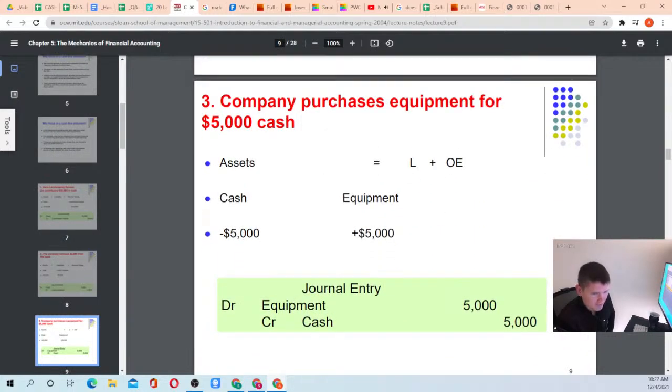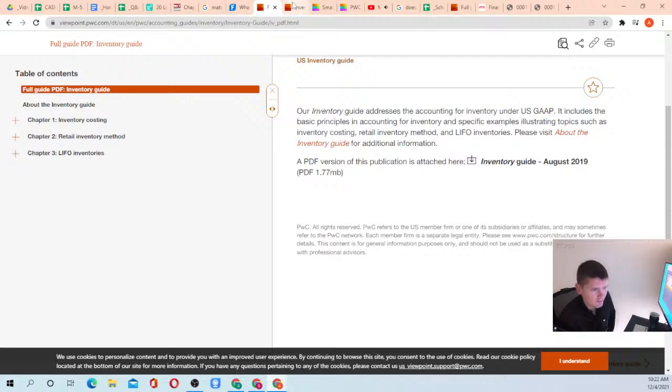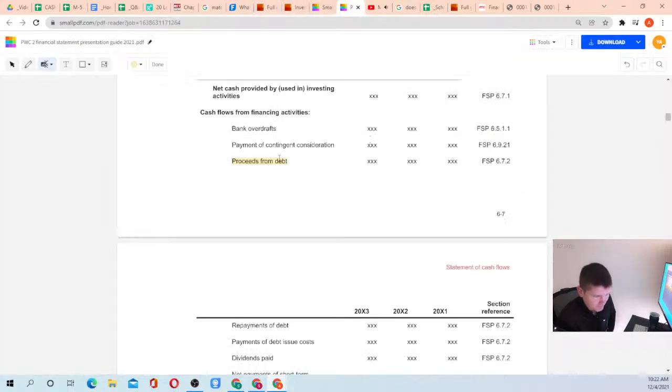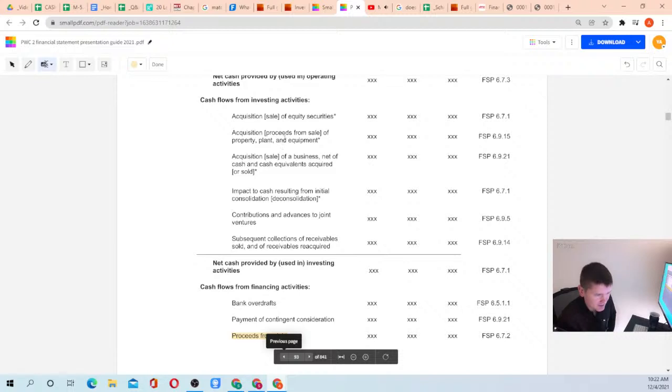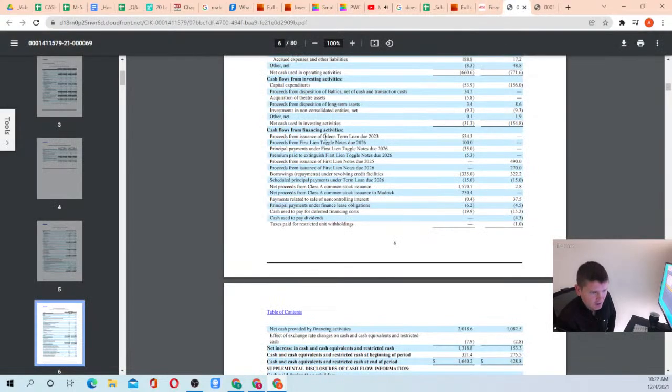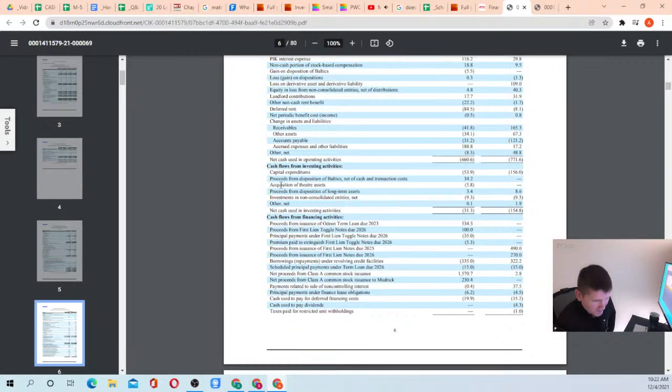Company purchases equipment for 5,000 cash. So outflow of cash and inflow of equipment. So that should go to investing activities. Acquisition, proceeds from sale of property, plant and equipment. In AMC, that would be just capital expenditures. So is capital expenditure always a financing or always an investing activity?